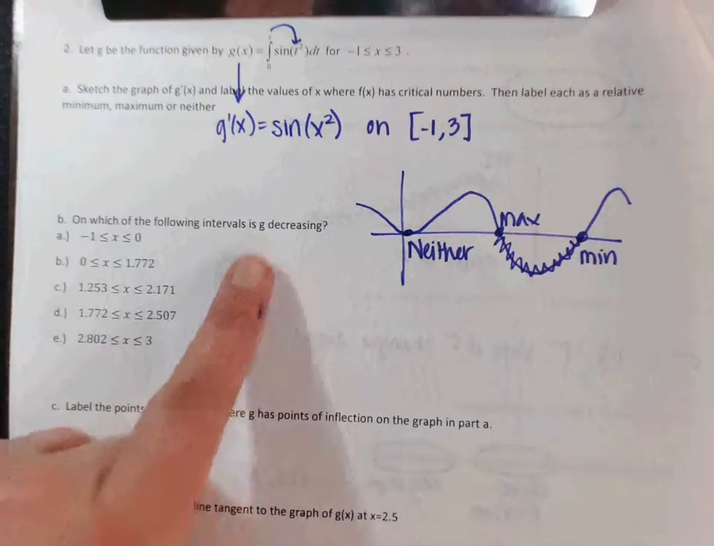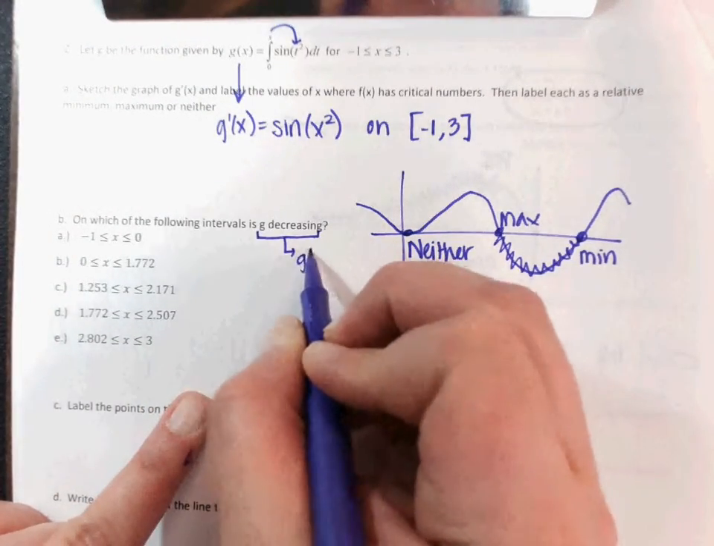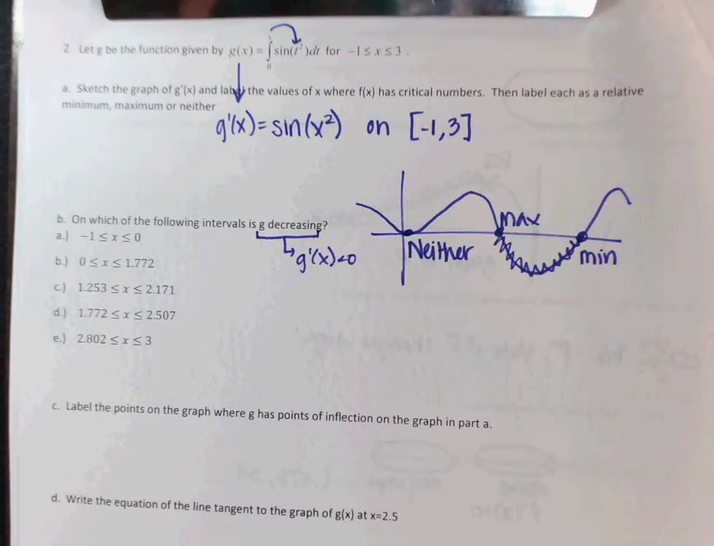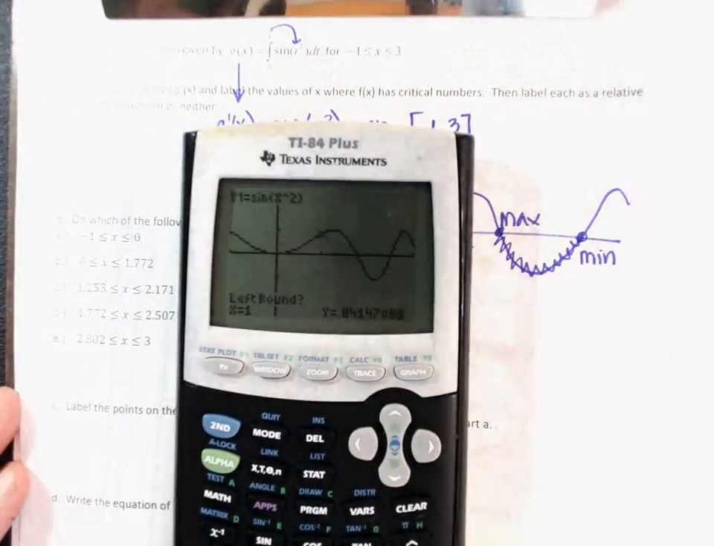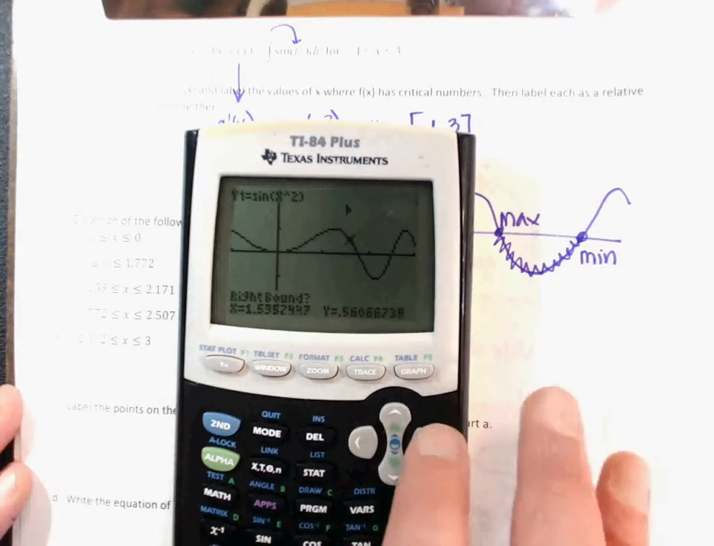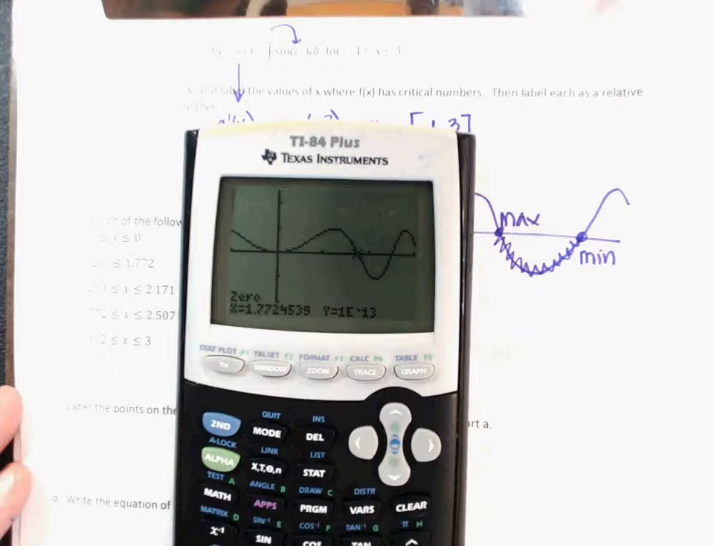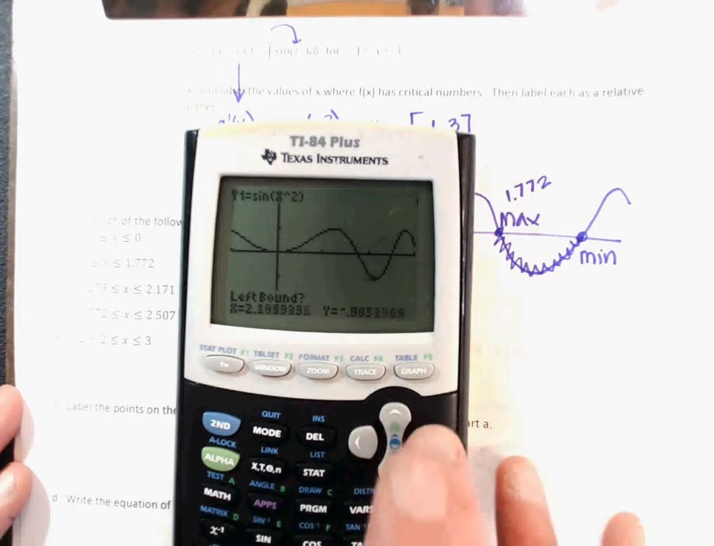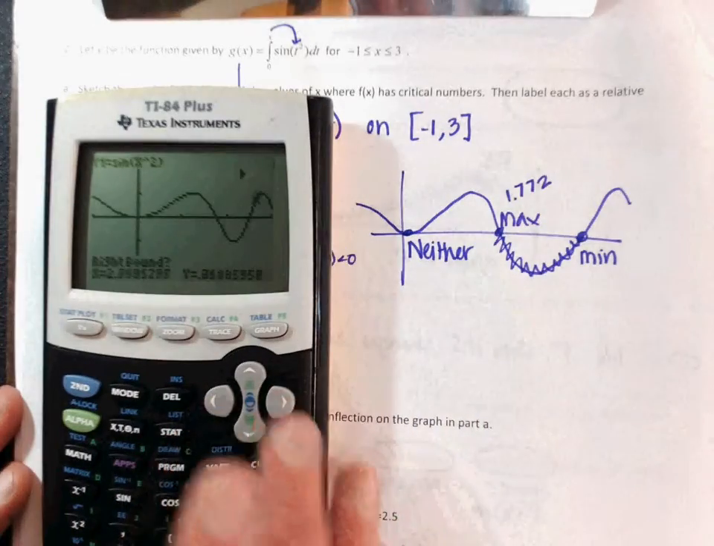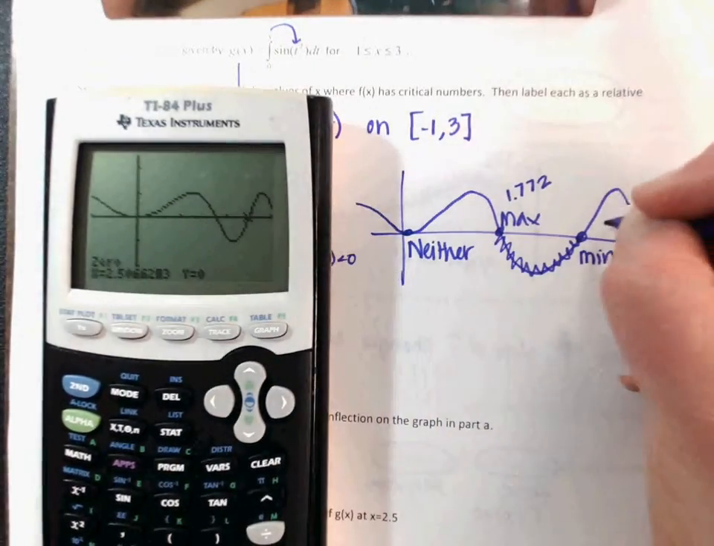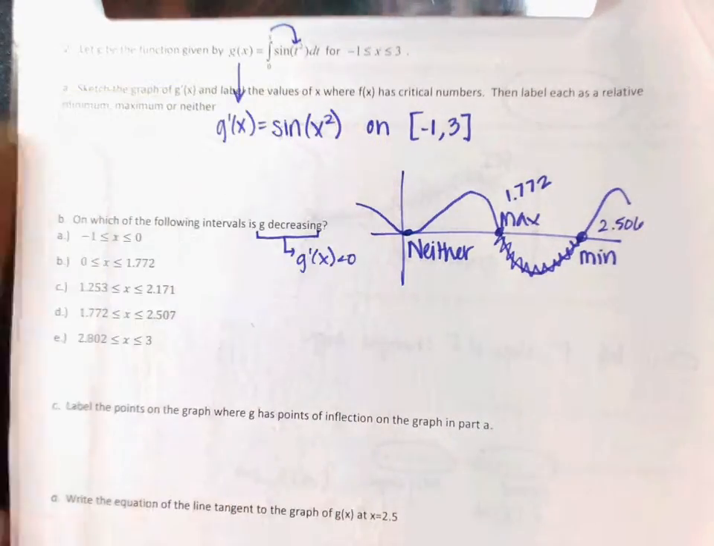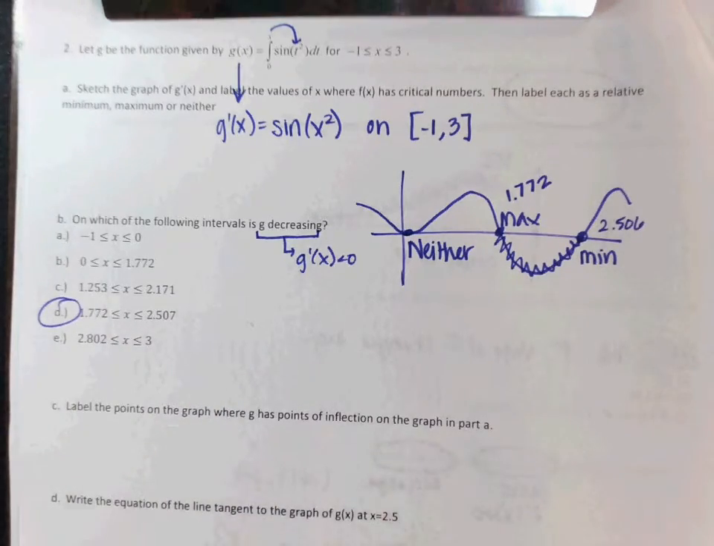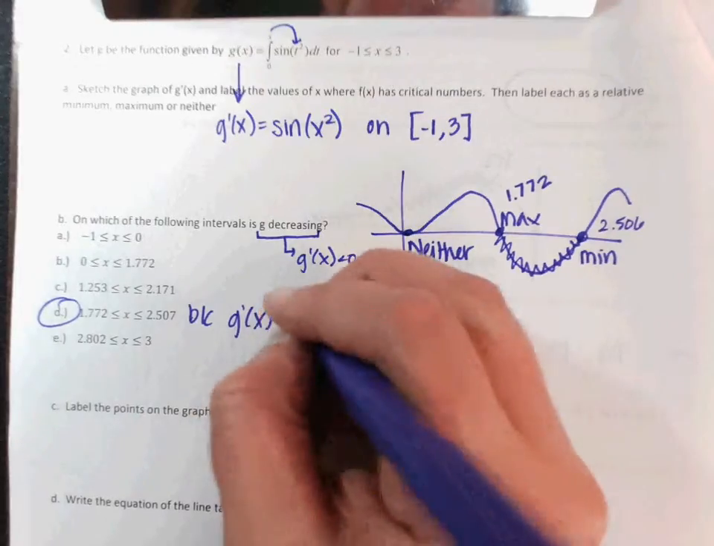If I want g to be decreasing, then I want g prime to be less than 0. We don't have a graph of g. That's why we're using g prime to make conclusions about what g would have looked like. So I want g prime to be below the x-axis. I'm going to choose the zero option, then go a little bit above, then a little bit below. That one is 1.772. Then I'm going to find my other zero, over here, and then a little bit on the other side. So that one's 2.506. So that'd be that one, and then you'd say, because g prime of x is less than 0 for decreasing.